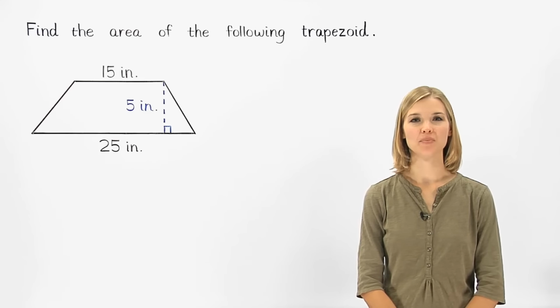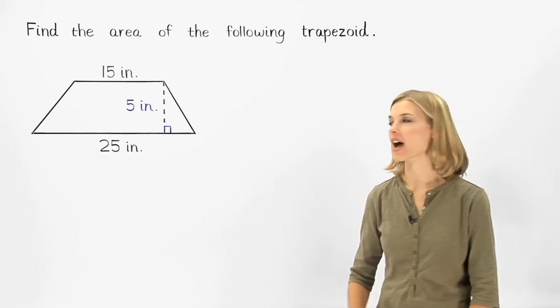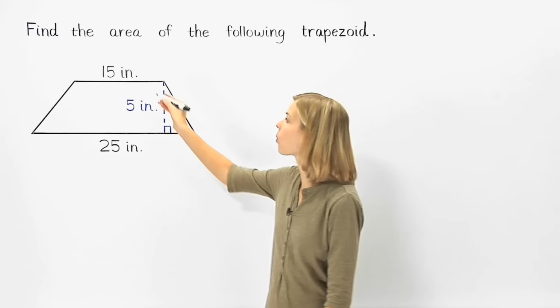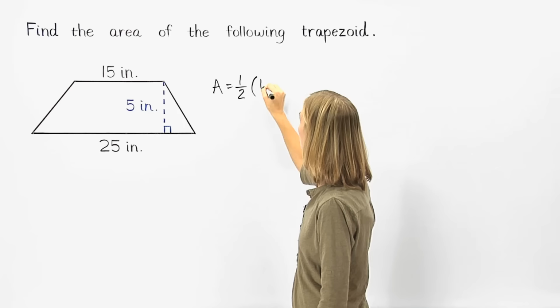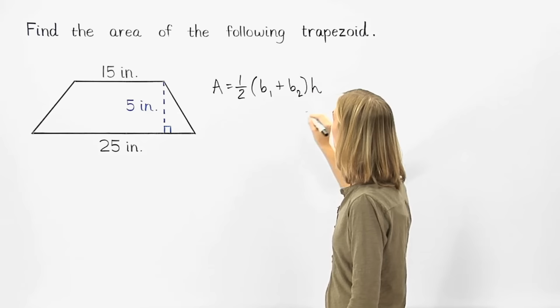In this example, we're asked to find the area of the trapezoid shown. Remember that a trapezoid is a quadrilateral with one pair of parallel sides. The formula for the area of a trapezoid is area equals 1/2 times (base 1 plus base 2) times height, where the bases are the parallel sides.